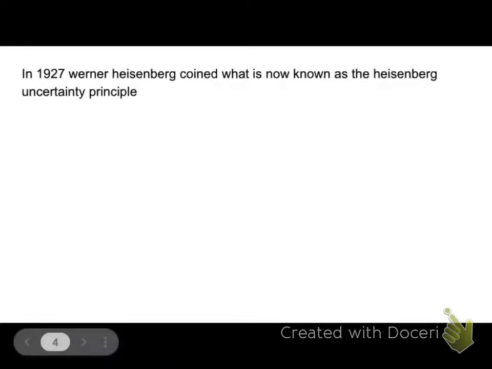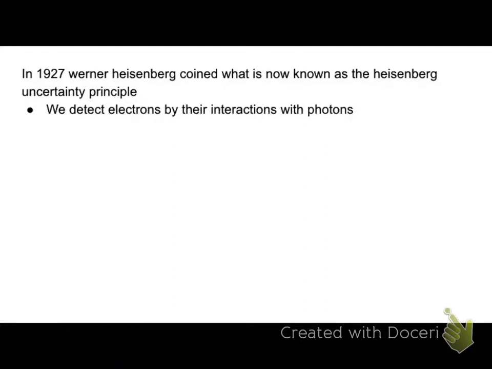Then, in 1927, a man named Werner Heisenberg coined what we now know as the Heisenberg uncertainty principle. So we named it after him. Okay. We detect electrons by firing photons at them. Okay, so we can tell that an electron is in a location because a photon runs into it.